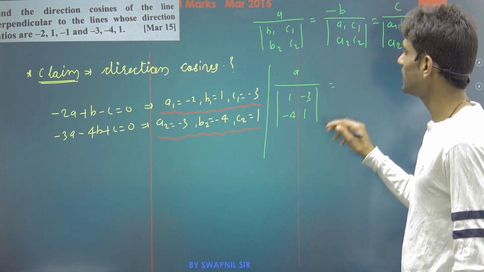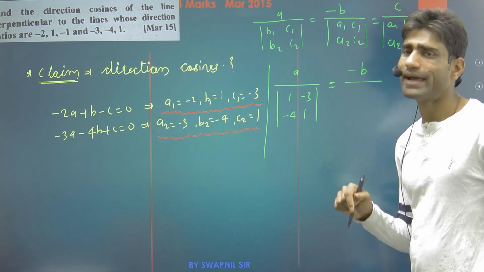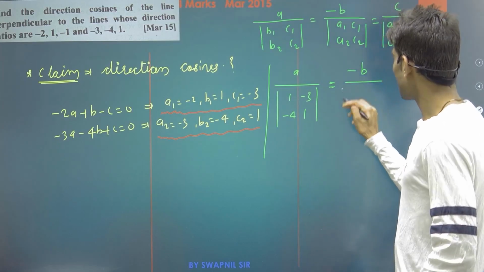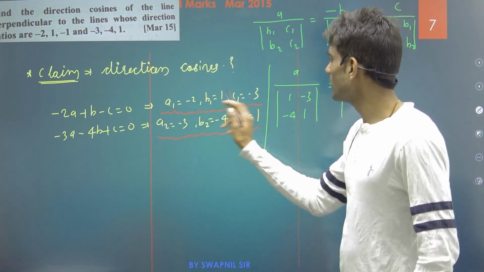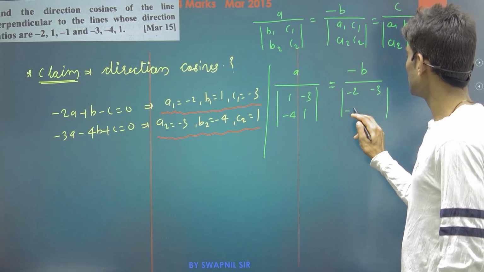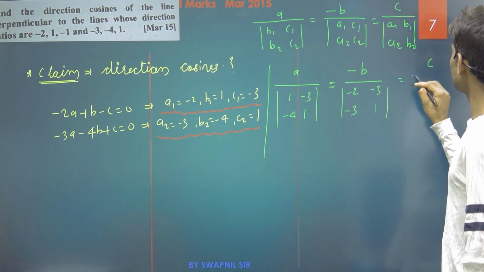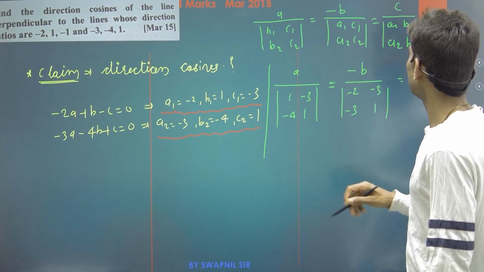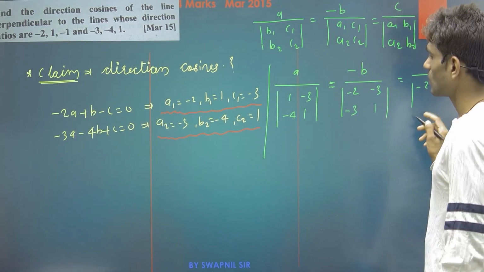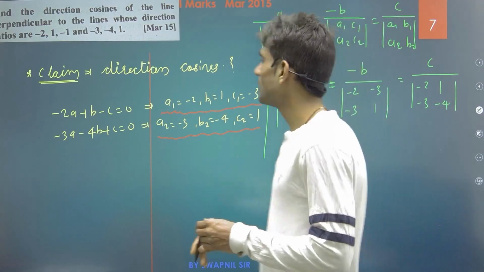Which is equal to minus B. So minus B we keep as it is, as we don't have the values for A, B and C. These are the direction ratios for our perpendicular line that we are going to define later. Minus B upon A1 C1 A2 C2, which is minus 2 minus 3, minus 2 minus 3, minus 3 1 here. Minus B upon this one, and left over here C upon A1 B1 A2 B2, which is minus 2 1, minus 3 and minus 4. This one is the value for C divided by minus 2 1, minus 3 minus 4.